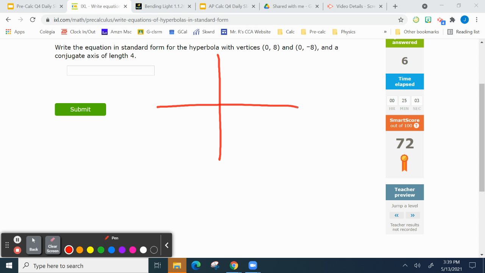0, 8, and 0, negative 8. So that's 0, negative 8, and that is 0, 8. So those are vertices, right? I probably should have left more room. So we know this is an up and down one, so it's going to be a y squared minus x squared style one, right?